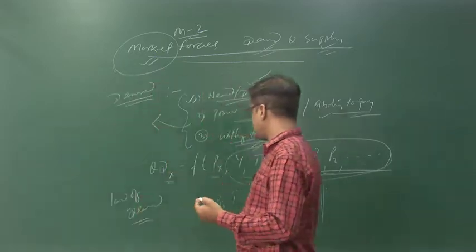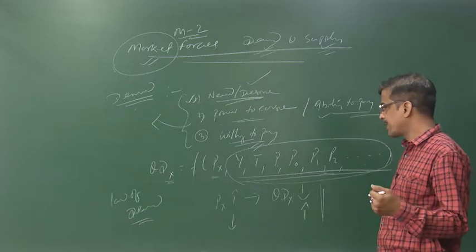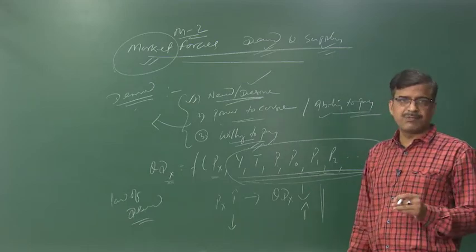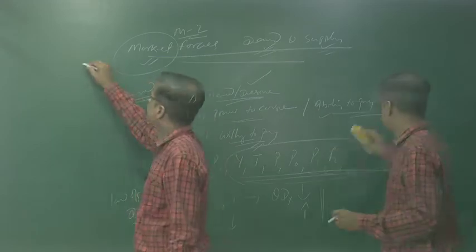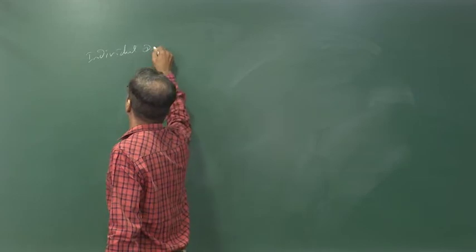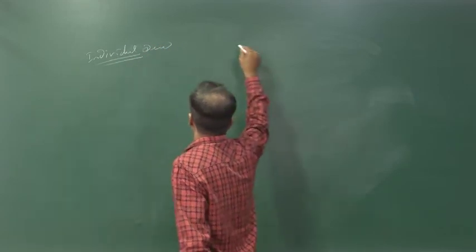Then after knowing the term law of demand, we have to explain the next things, what is called individual demand and market demand.